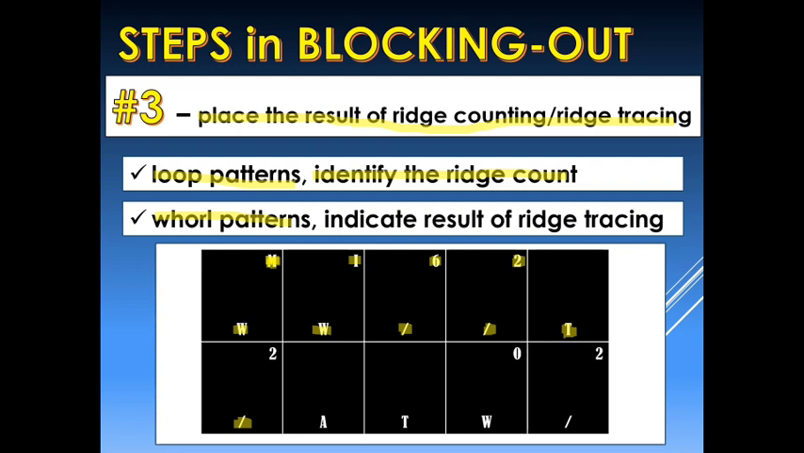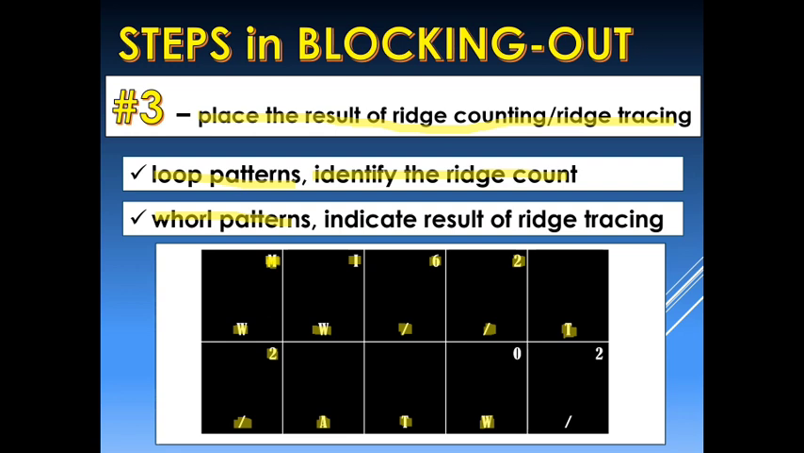Again, we need to place there the ridge count, or the result of the ridge count. And of course, we have there a plain arch on block 7. Since this is a plain arch, we will just leave it blank. And then block 8, we have there tented, leave it blank. And then block 9, we have there a whirl pattern. So we are going to place again the result of ridge tracing.